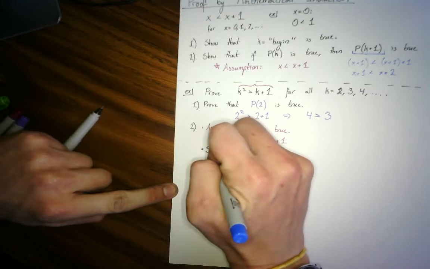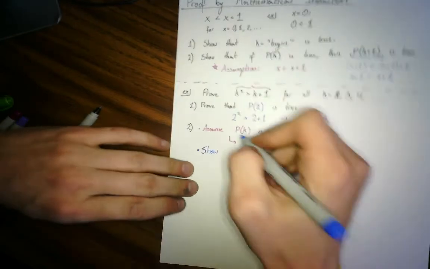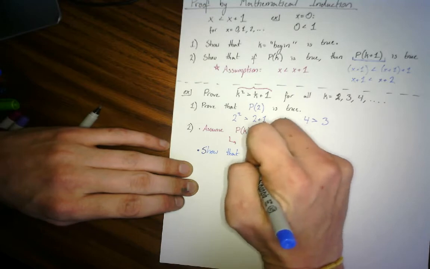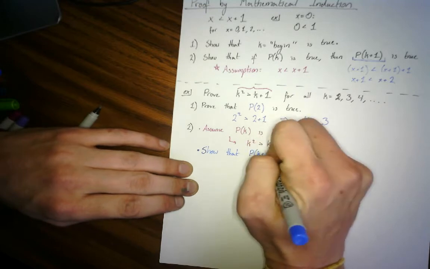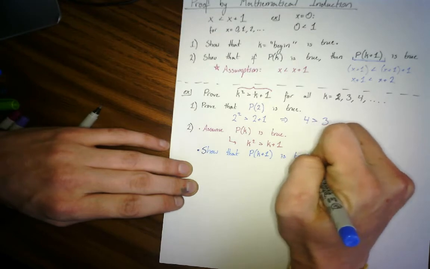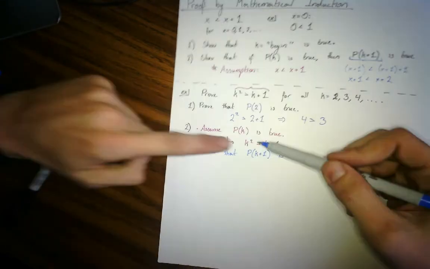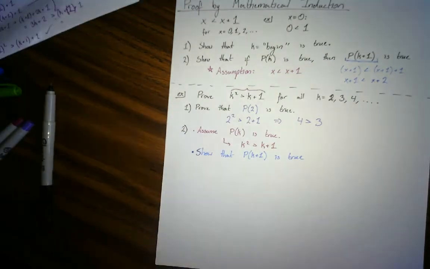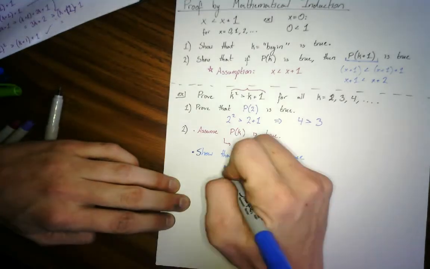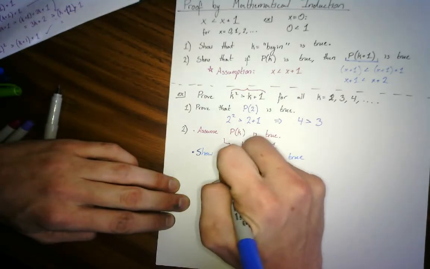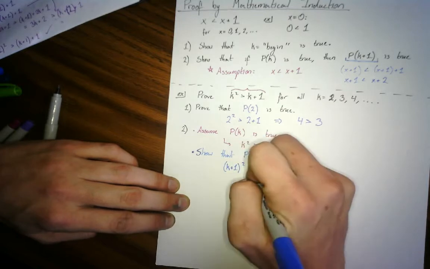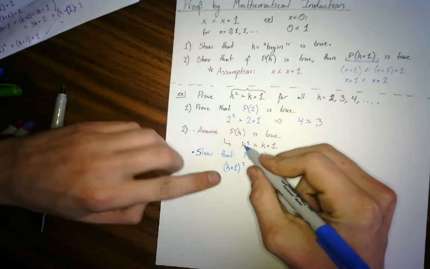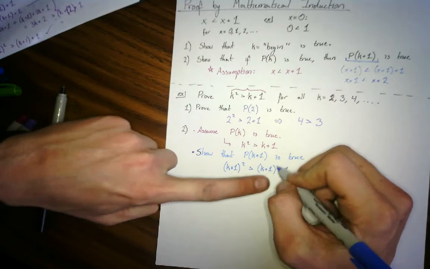So we're going to show, okay, this one will work, that P of k plus 1 is true. What this means is that every time we see a k in our assumption, we're going to replace it with a k plus 1. Okay? So we have that k plus 1 squared is greater than k plus 1 plus 1. Notice here, every time I had a k, I replaced it with k plus 1, here and here.